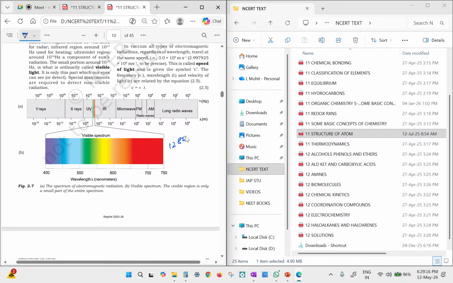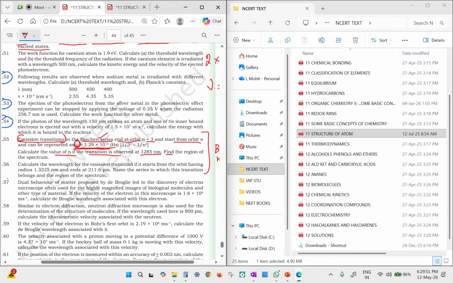1285 into 10 to the power minus 9 meters. Okay, that's its lambda. So where is it? Worry more about the 10 to the power minus 9, children. It's between 10 to the power minus 8 and 10 to the power minus 9. So somewhere here. So can we say this lies in the X-rays? Yes, ma'am. Okay. Is it clear? Yes, ma'am.